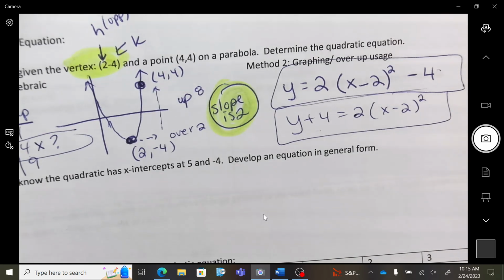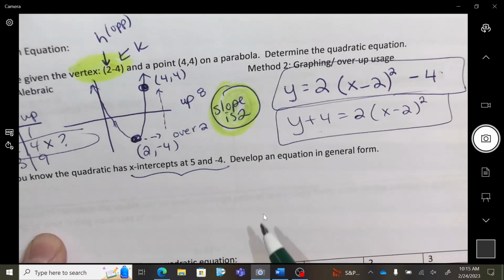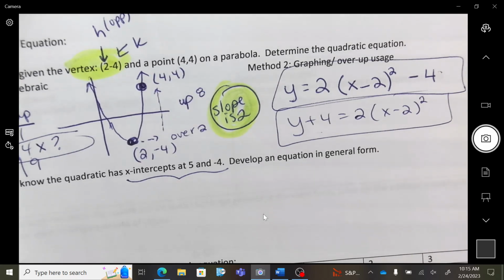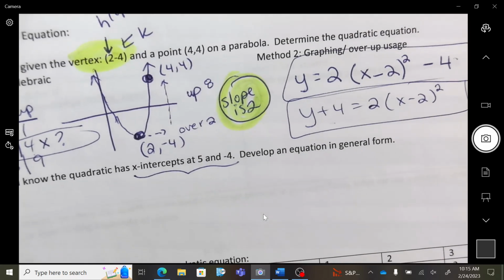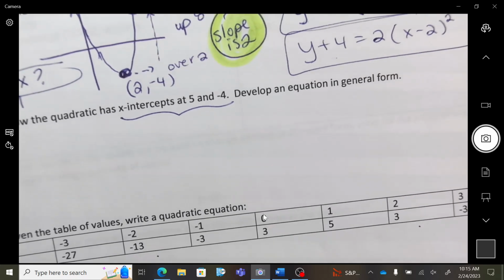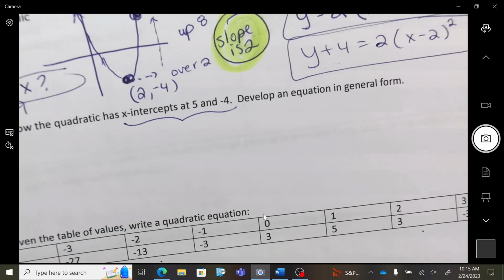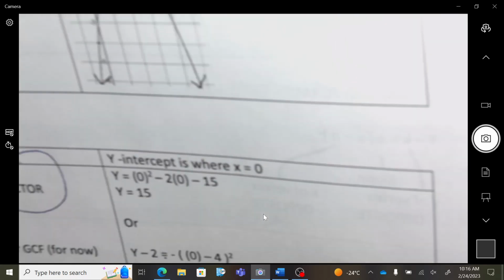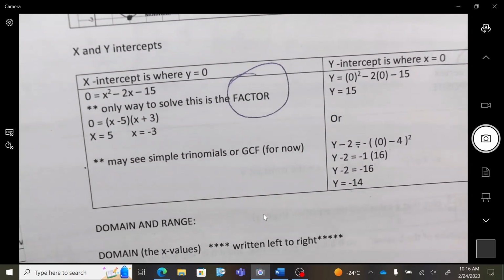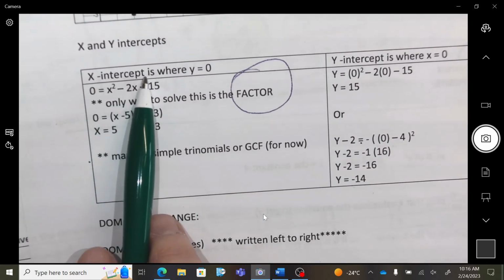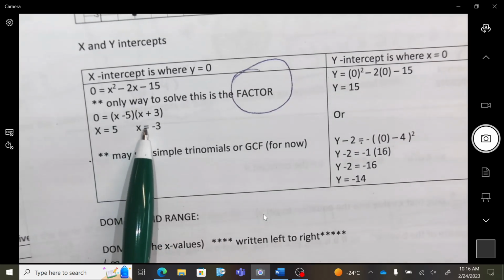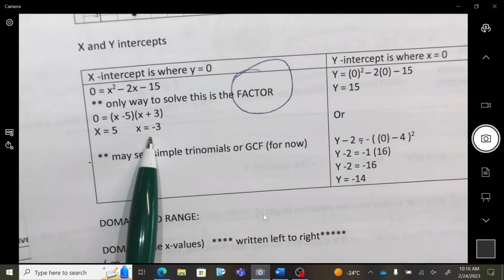Okay, you know the quadratic had x-intercepts at 5 and 4. What did we do before this process to get an x-intercept? So it was on the page that we just did. Maybe you want to look at that. Where do I talk about x-intercepts? I talk about x-intercepts here. What did we do to get them? We factored. Can we work backwards?